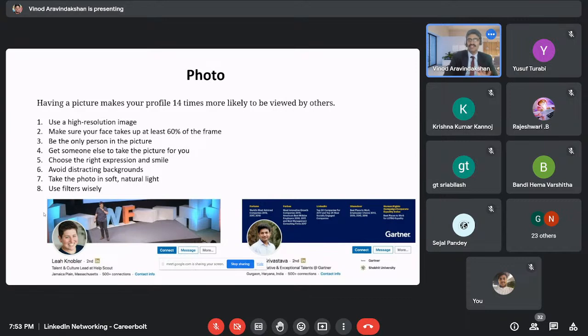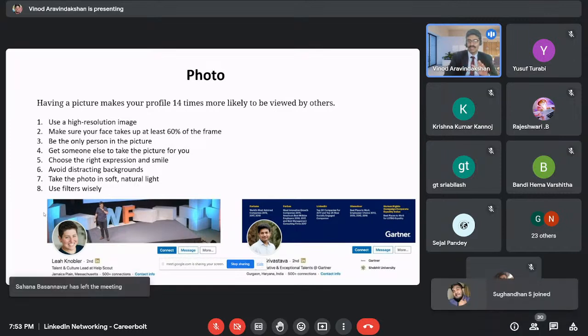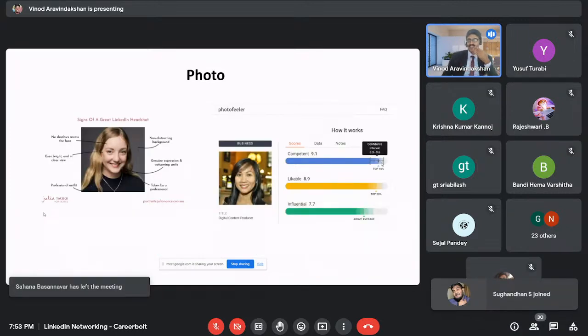much. But invest in a good photo, because that helps make your profile more likely to be viewed 14 times compared to the average person. So that's a big deal. There's actually a website called Photo Feeler. This is something I learned recently.